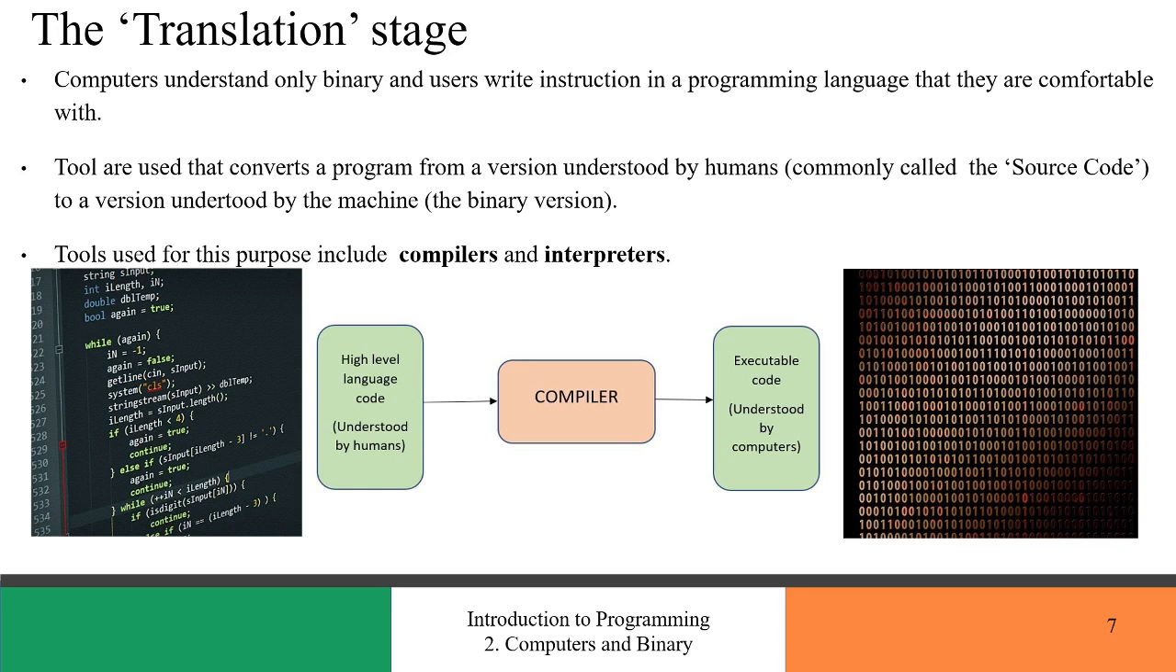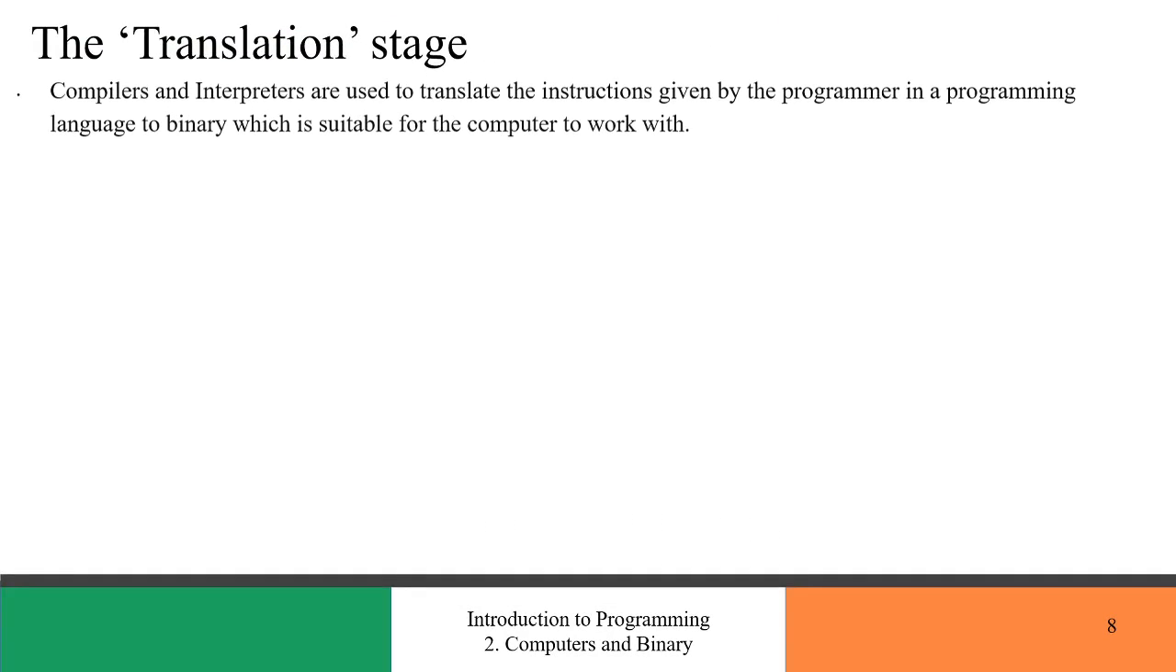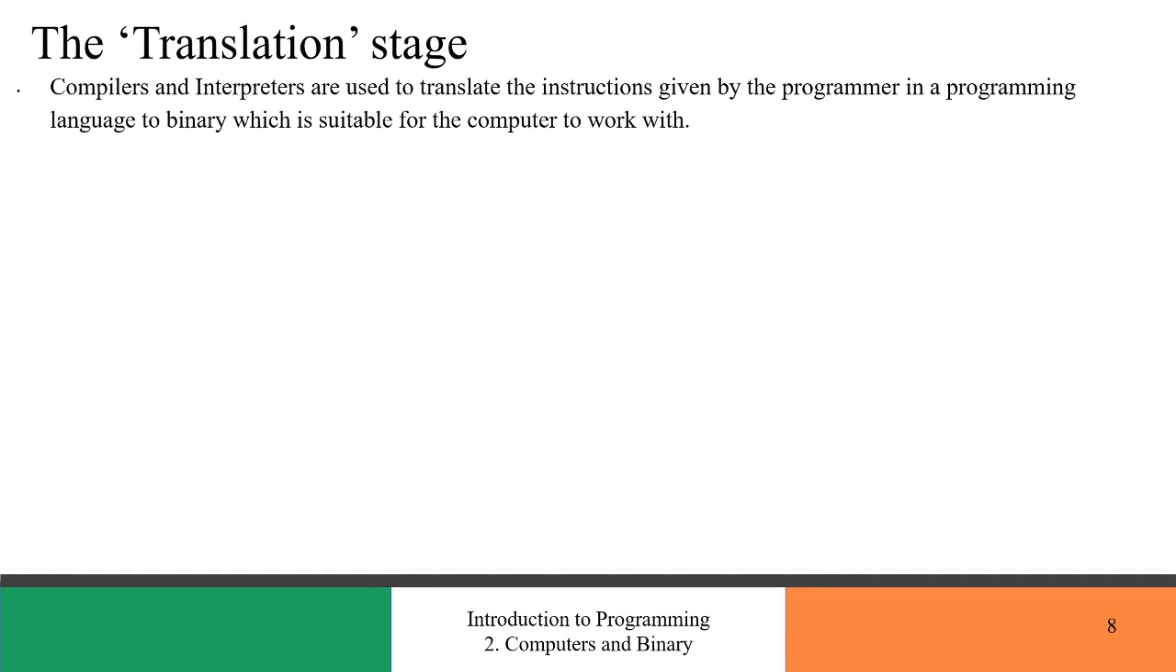If you look at the diagram here, there is a high-level language code which is written in a programming language understood by humans. This code, when given to a tool called a compiler, gets converted into the binary form which is understood by the computer hardware. The computer hardware can make sense of the code and can execute it. Hence, this code is also called the executable code. Compilers and interpreters are thus used to translate the instructions given by the programmer in a programming language to binary form which is suitable for the computer to work with.